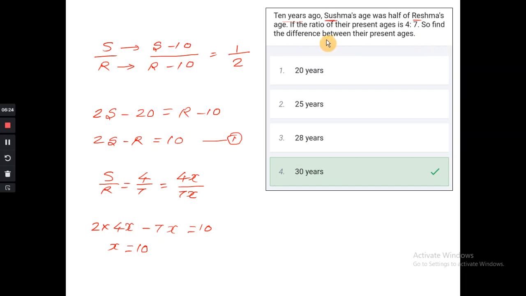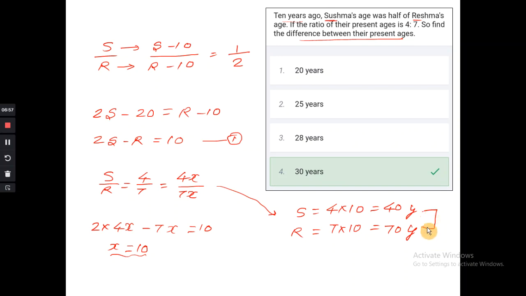Now we have to find the difference between the present ages. This will be very easy now. x is equal to 10. So if we put here, S is equal to 4 into 10 means 40 years, and Reshma is equal to 7x. So 7 into 10 means 70 years. Now the difference between both, 40 and 70, is 30. So the correct option is 30.